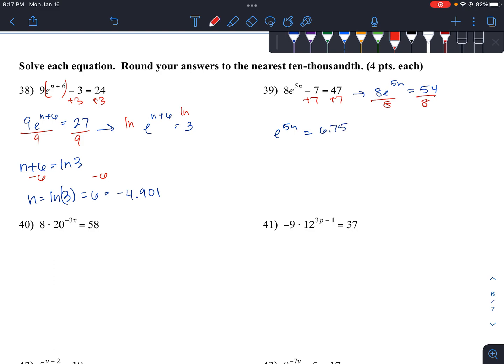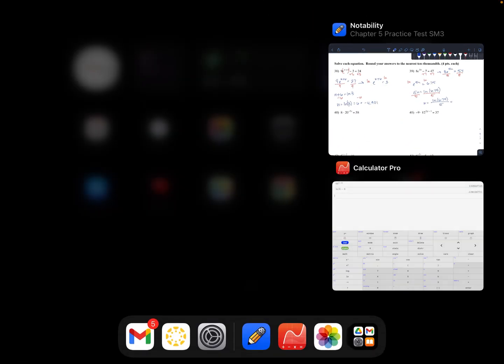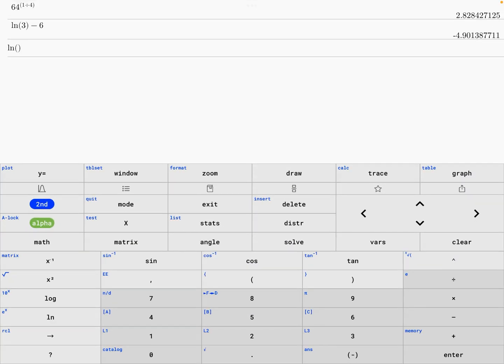And then I'll take a natural log again on both sides. So I'll have 5n is equal to the natural log of 6.75. And then I'll divide by 5. So I get n is equal to the natural log of 6.75 divided by 5. Let's try that out. So natural log of 6.75 and divide that by 5. I get 0.382.